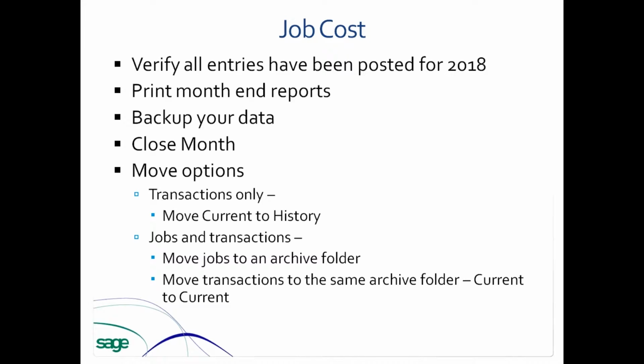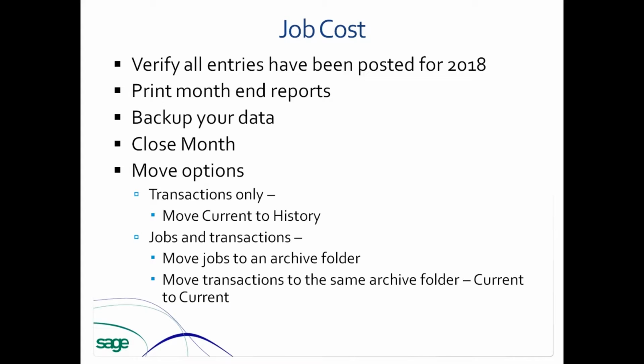If you move jobs with this option, you have to move the jobs to a different, separate master file, because you cannot have multiple master files for job cost in the same data folder, nor can you have multiple of the same name. So if you go with option 1, you're going to have transactions in your history file, but the jobs they belong to might have been moved out to a separate folder. So they don't line up. You're not able to run reports on both the job record and the transactions at the same time.